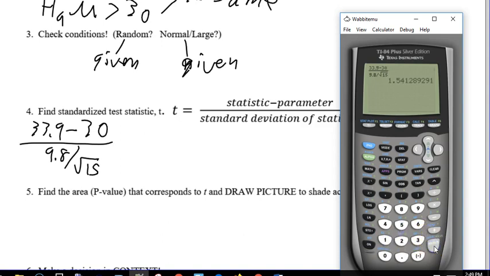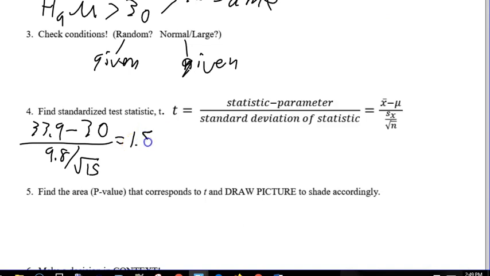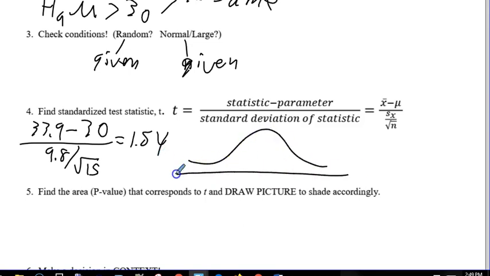So we get 1.54. Okay, so it's a positive one. So when we do this, 0, 1, 2, 3, where's 1.54? Right about there. We always shade the tail.